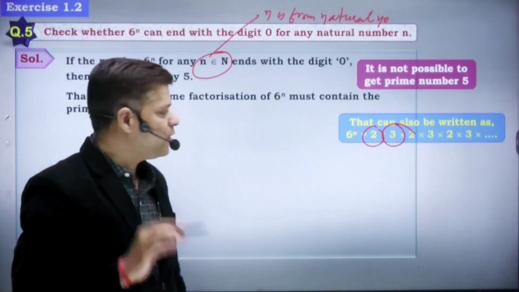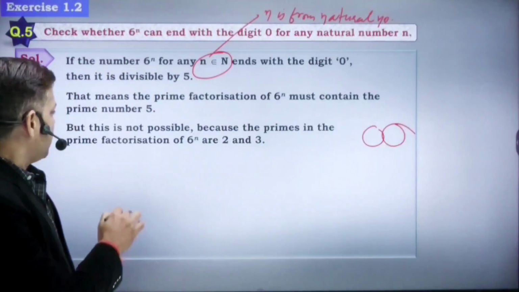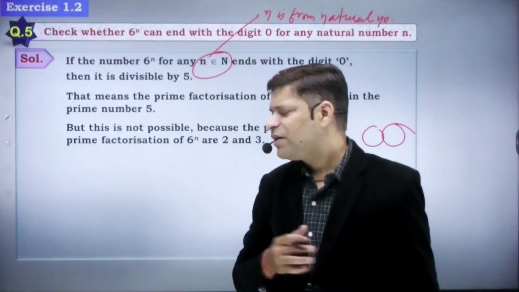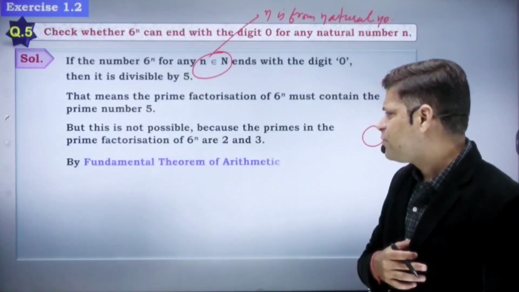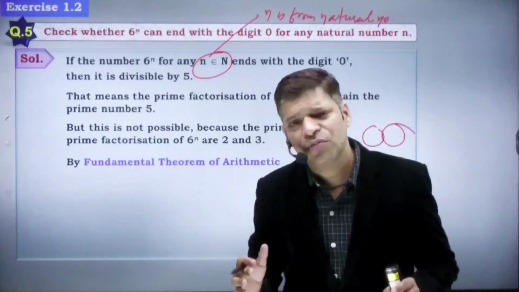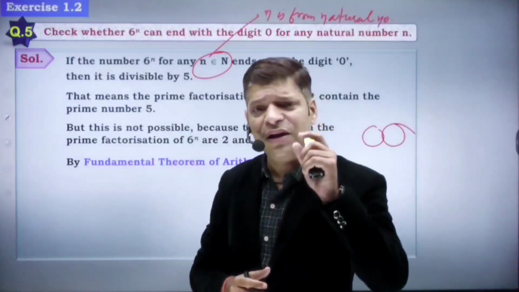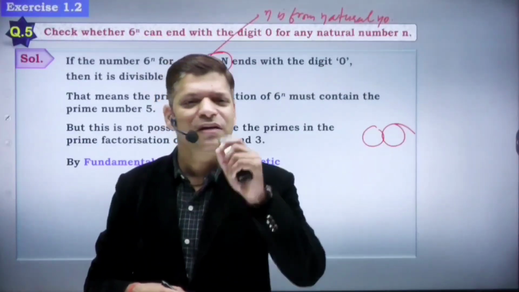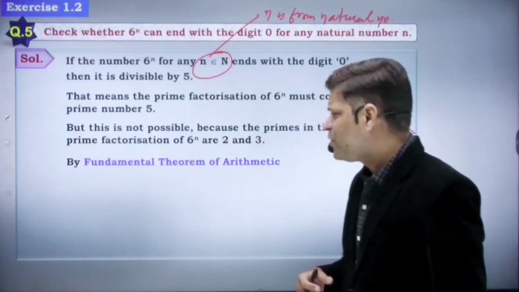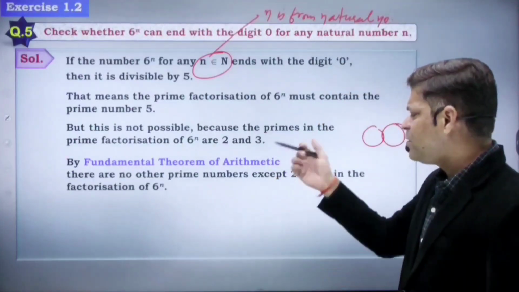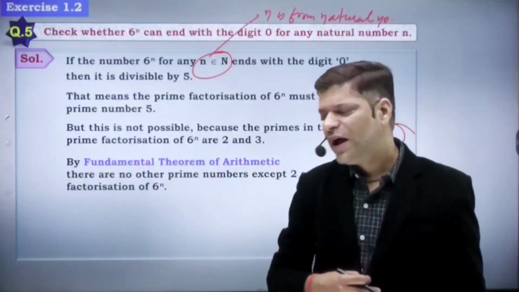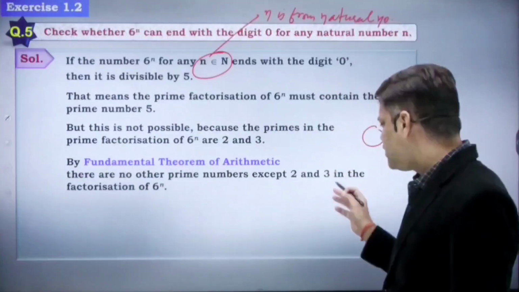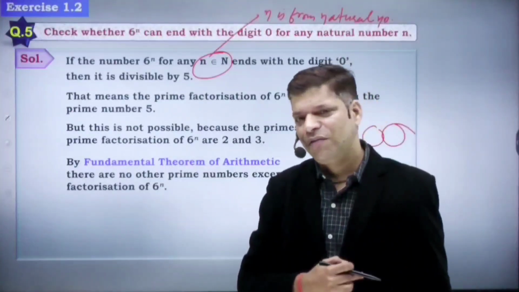They both are repeating. So this is not possible because the prime factorization of 6 power n contains only the prime factors 2 and 3, not 5. So by the fundamental theorem of arithmetic, which says that the prime factorization of any composite number is unique, it will not change, we conclude that there are no other prime numbers except 2 and 3 in the prime factorization of 6 power n.